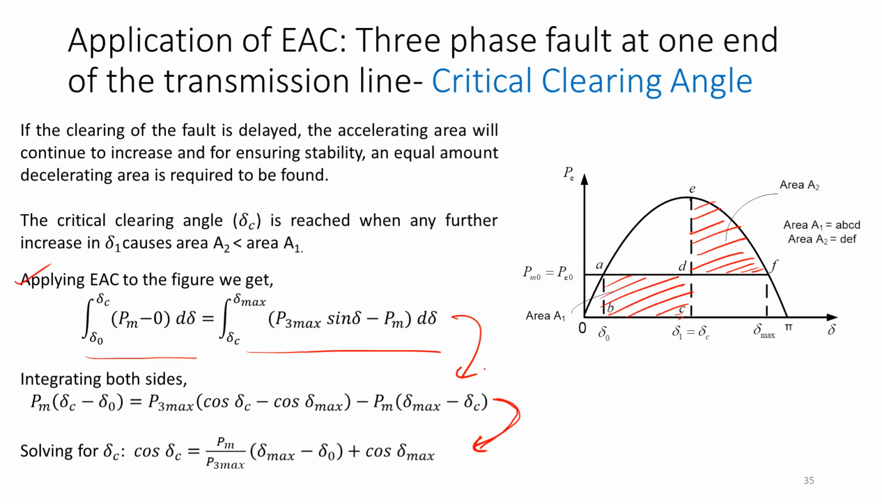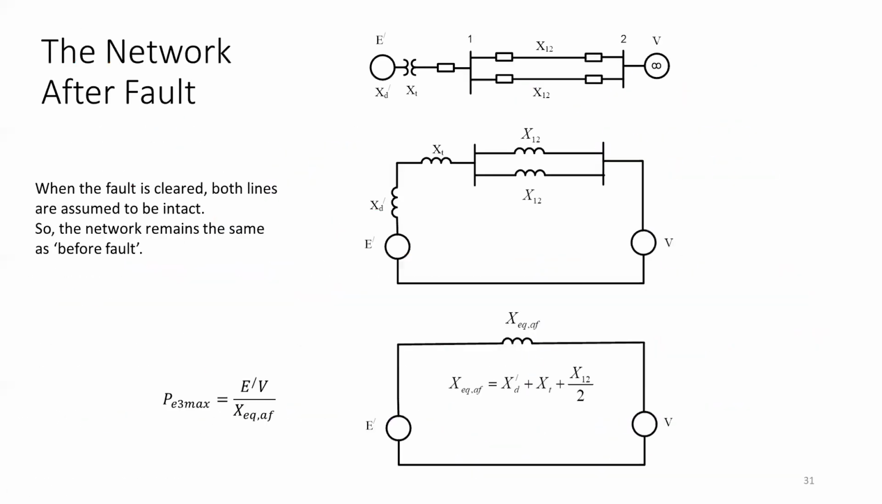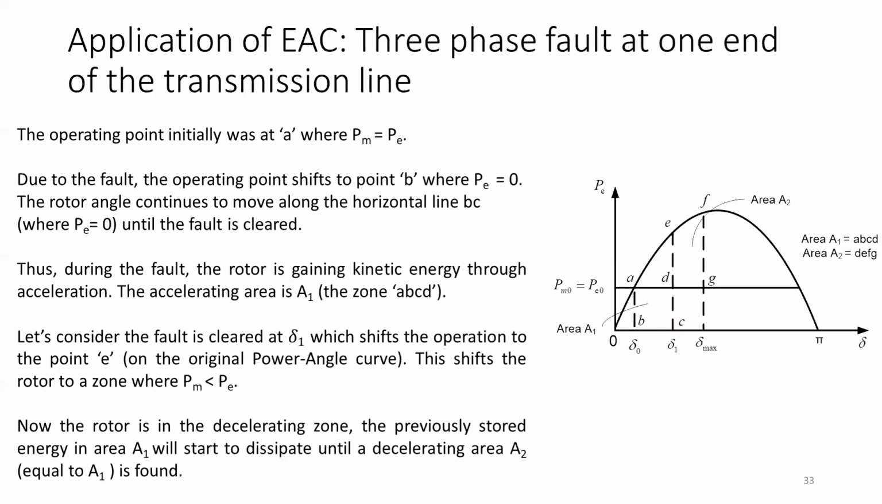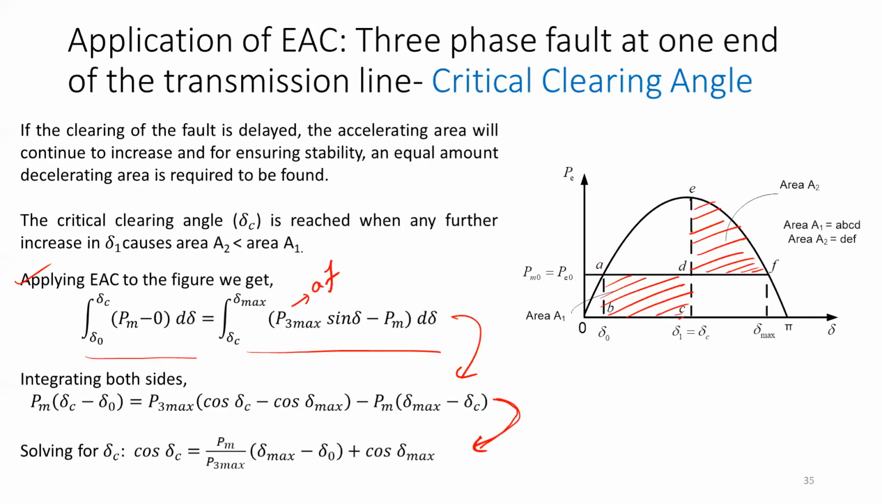So what is P3 max? What does it mean by 3? P3 max means after fault, power after fault. If I go back a little bit over here, you can see that you have got your P3 max, right? Yes, sir. So P3 max and PE1 max are the same thing, that is after fault.